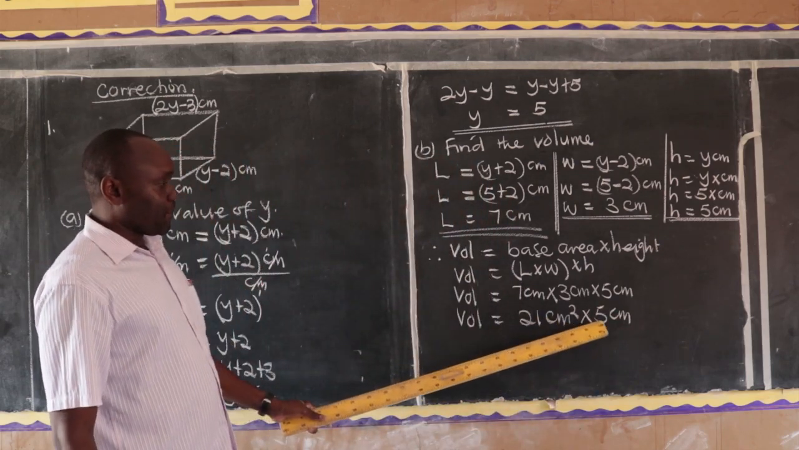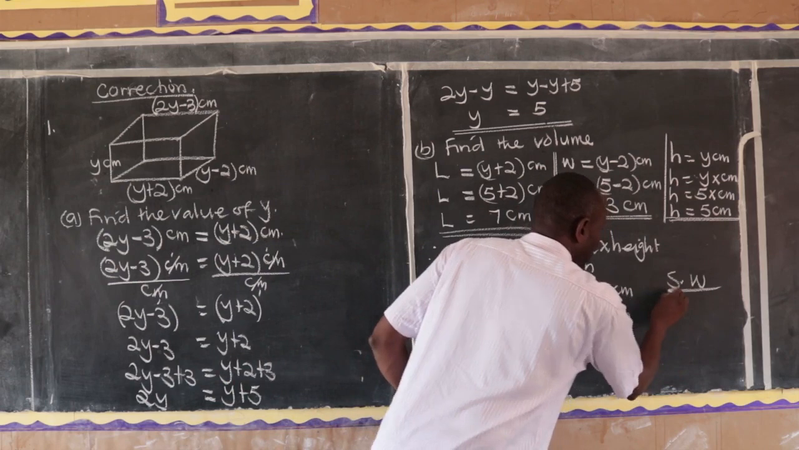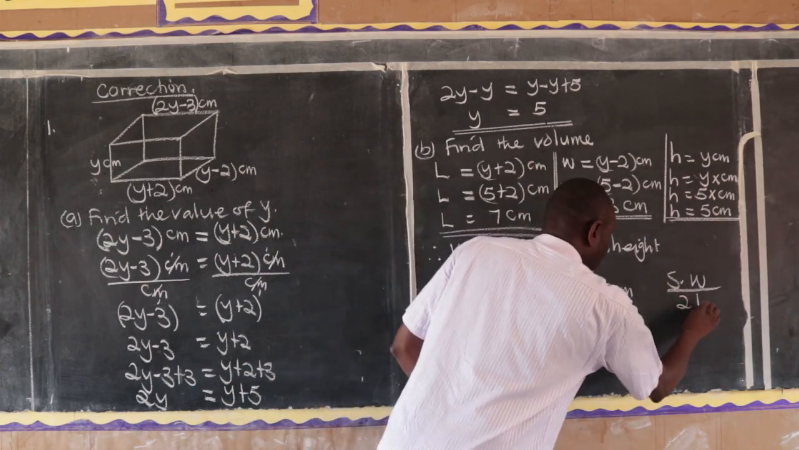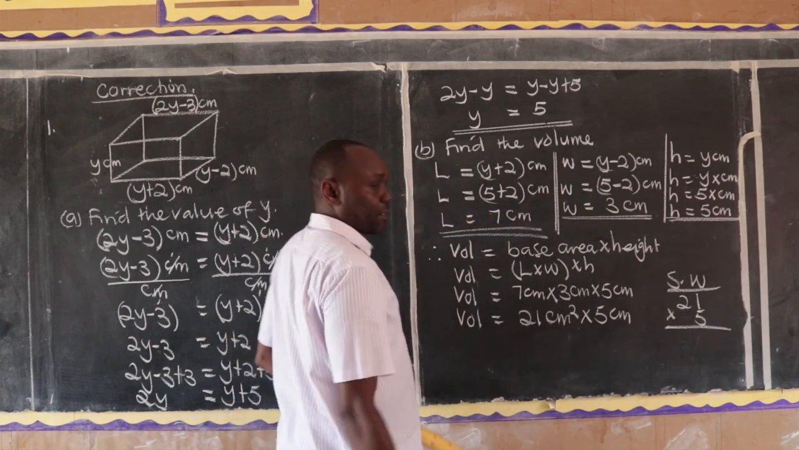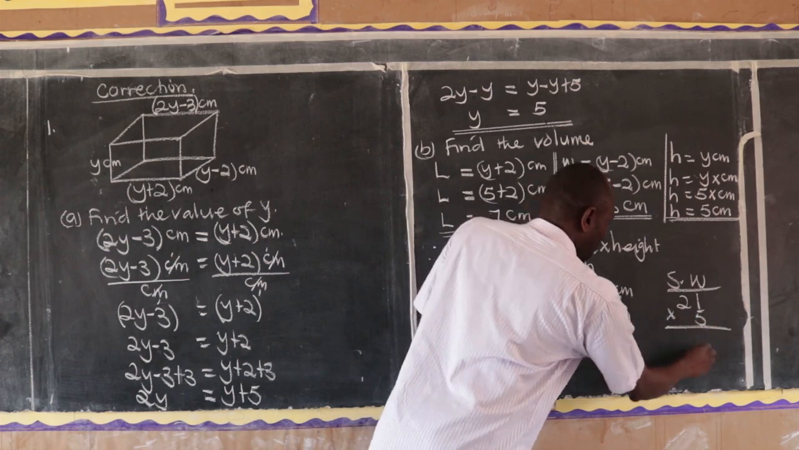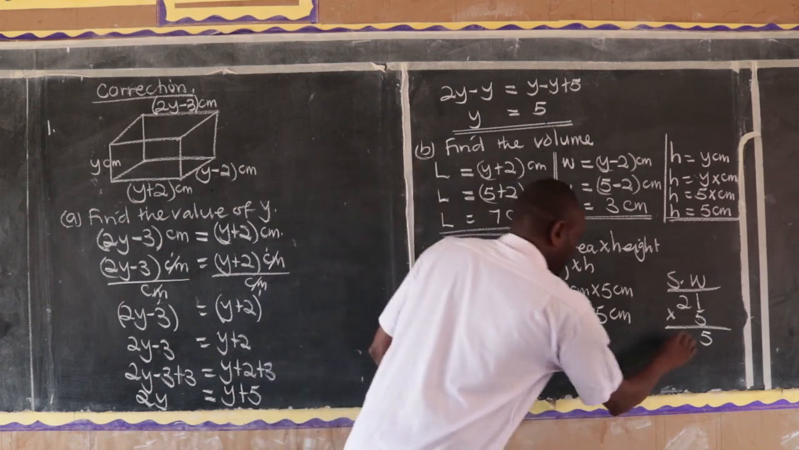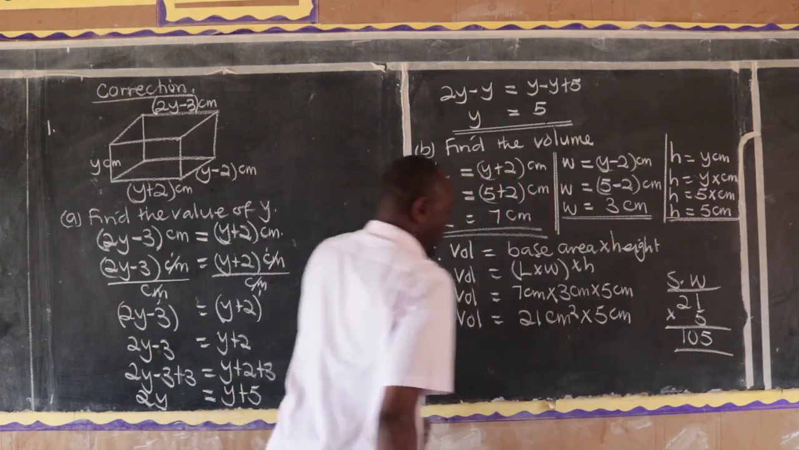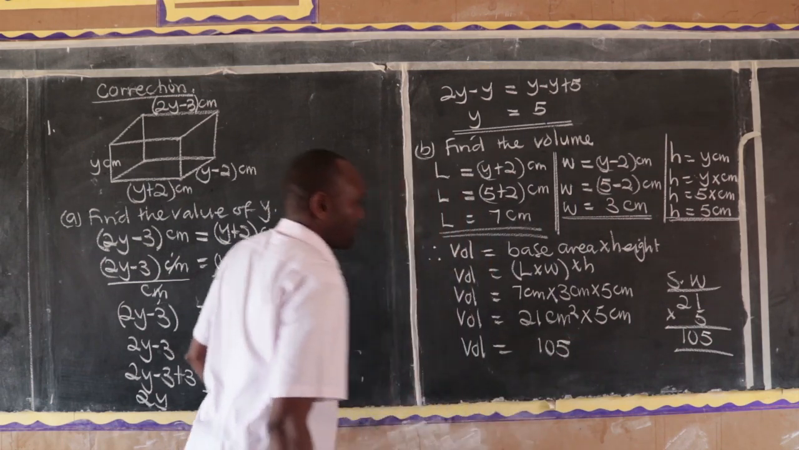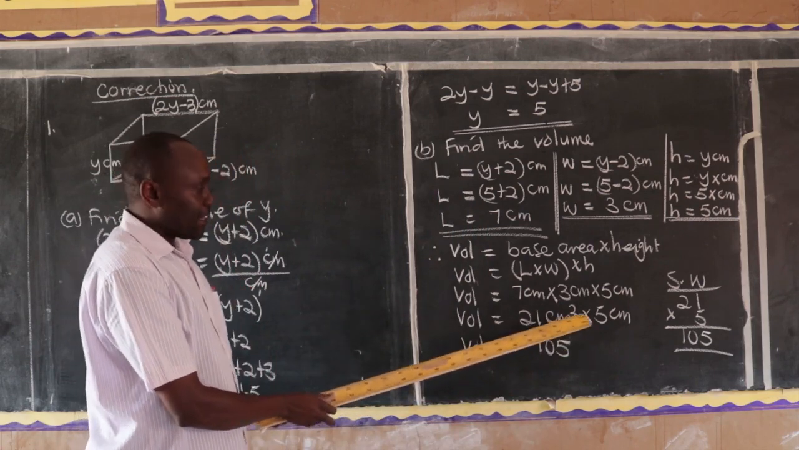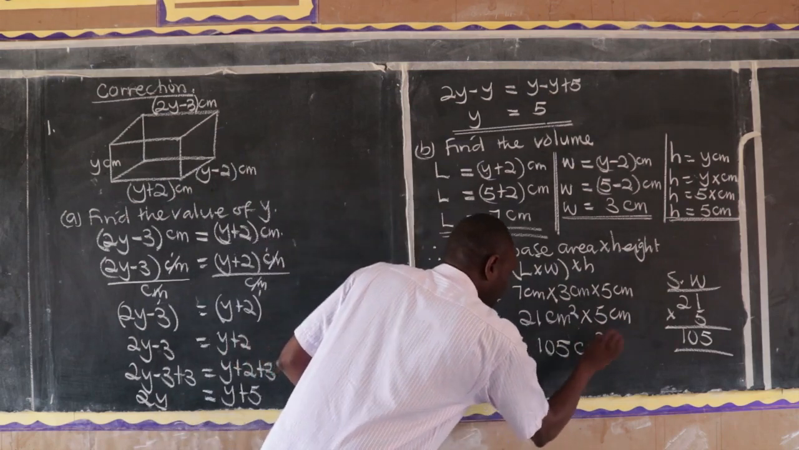Then here we can multiply 5 times 1. Some of us may not be able to do it mentally, so we can use sign work. 21 multiplied by 5. Make sure that you put this bar and put a multiplication sign. So 5 times 1 gives you 5. Then 5 times 2, 10. So that is the answer. So the volume gives us 105. But square centimeter times a centimeter gives us cubic centimeters.